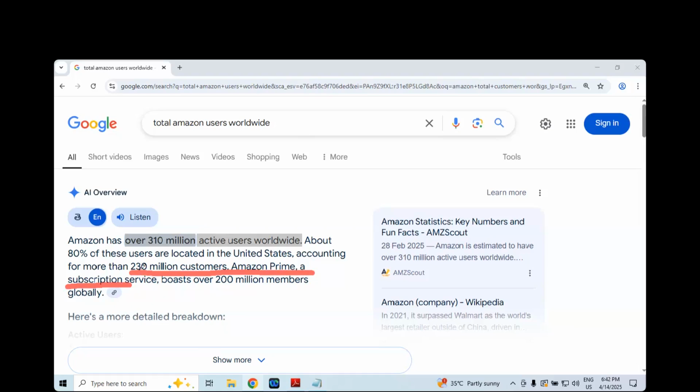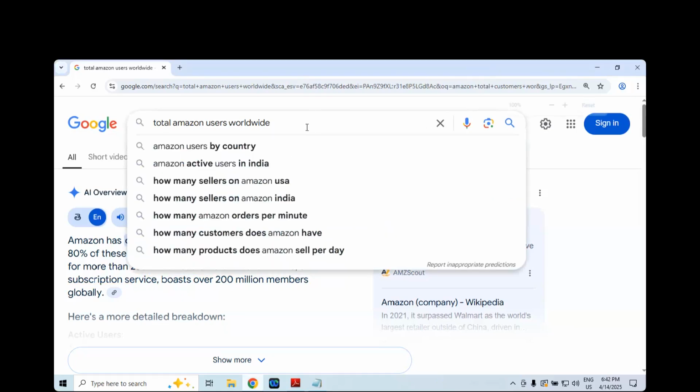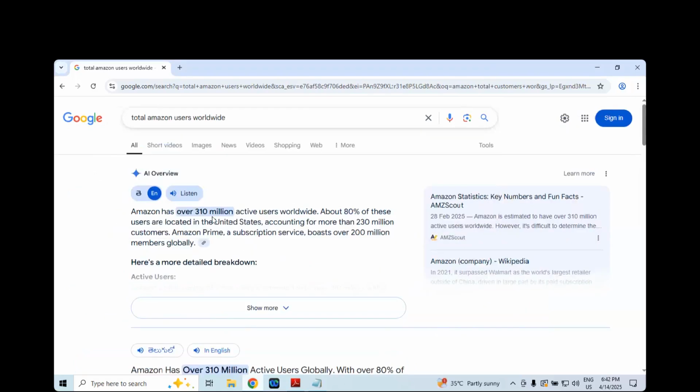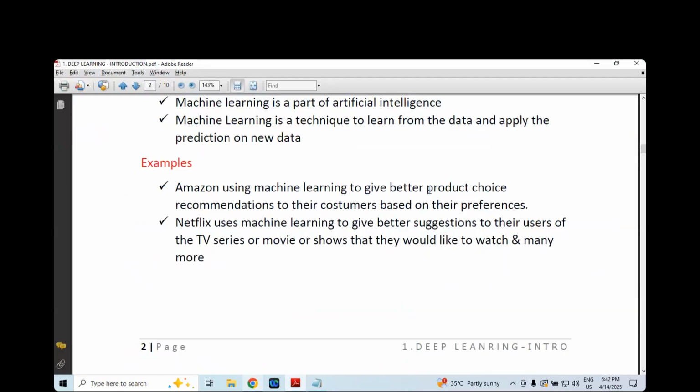Think about it, they will get huge money. Initially they grabbed the customers. 310 million active customers is nothing but data. Imagine using machine learning to give better product choice recommendations to their customers based on their preferences. Even Netflix uses machine learning to give better suggestions of TV series and movies that users would like to watch.